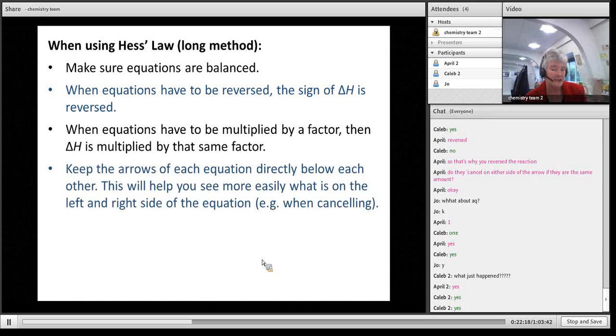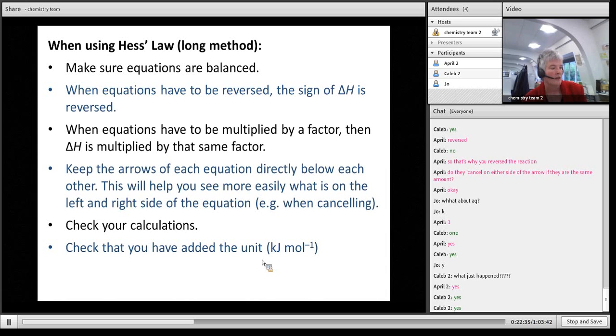And then, as I said before, keep the arrows directly below each other. You're going to make fewer mistakes when you cancel out. Okay, and then as I say, check your calculations. It's so easy to forget a negative when you're doing this and you land up with the wrong answer. And then of course for excellence you need the unit of kilojoules per mole, and it's always kilojoules per mole for these.